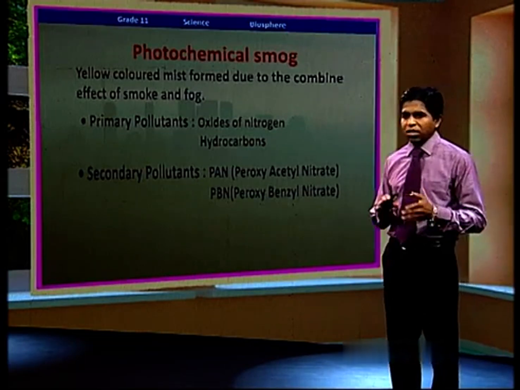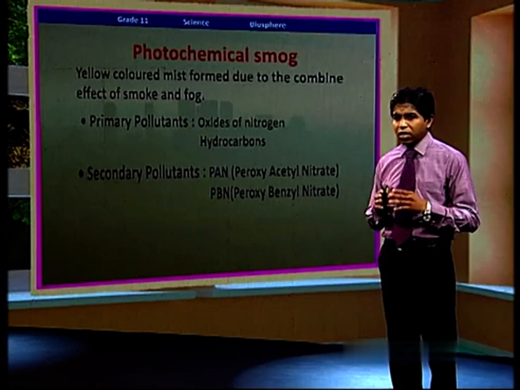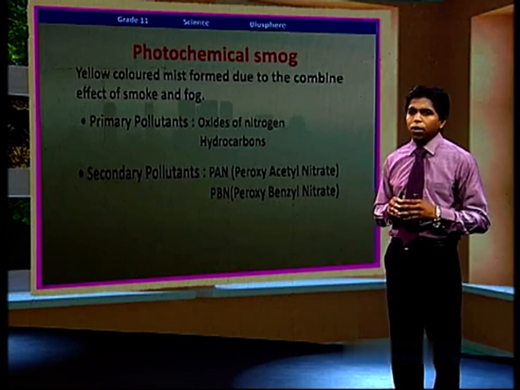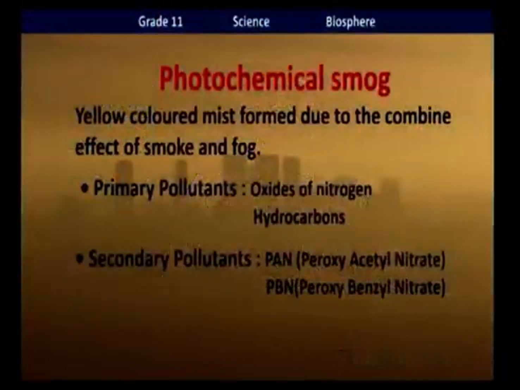So you don't need to memorize these chemical names, secondary pollutants, but you should know what the primary pollutants are. Basically oxides of nitrogen and hydrocarbons are the major pollutants which cause photochemical smog. So what is smog? It is a combination of smoke and fog. It is a yellow colored mist formed in the atmosphere due to the combination of smoke and fog. We call it smog. In most industrial cities, we can observe this photochemical smog due to the increase of air pollution.